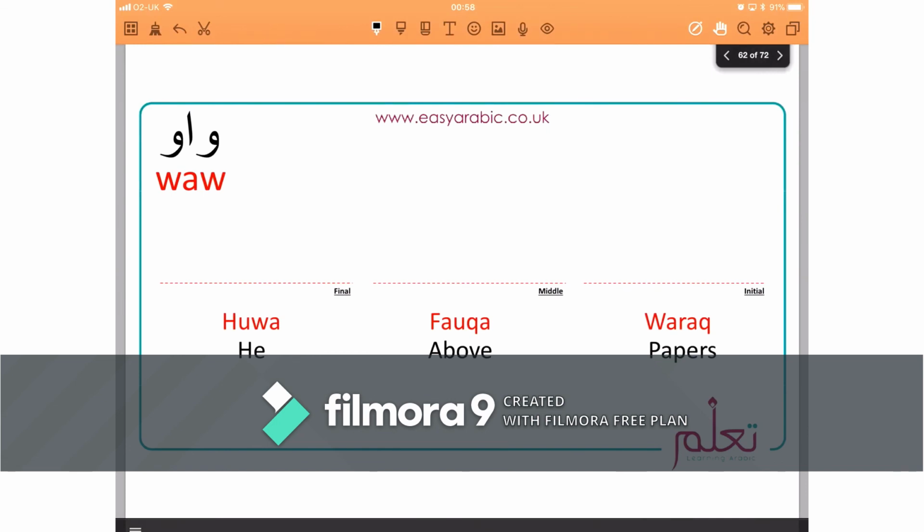Examples. First one is warak, so starts with the waw. Then we have the ra, because waw is a naughty letter, so is the ra actually, and then we do the qaf. Warak. So we do fawqa, which is fa, then we do the waw, then we do the qaf. Fawqa. And last one is huwa, which is he. So we do the ha, and we do the waw. Huwa.